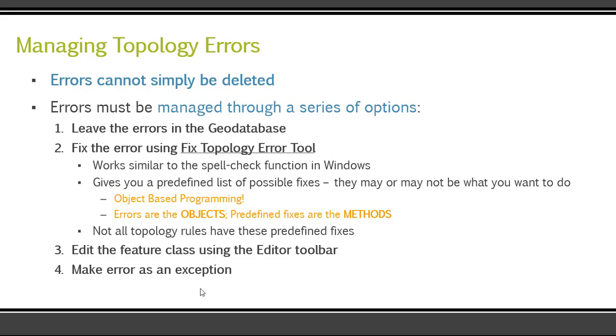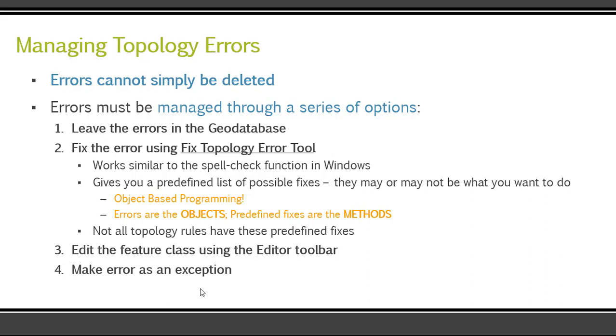All right, so how do we manage these topology errors? It's great that we know how to create the rules and generate any potential errors, but once you find them, what do you do? Well, errors can't simply be deleted, or there's not just one giant fix button. You have to go through each individual error that's listed and manage them individually. They have a couple of different options for managing them. First, you can just leave the errors in the geodatabase. I mean, sometimes just knowing the error is there is fine, it's not affecting your data, but it just gets left. And that's okay. Your data will still behave even if there's an error.